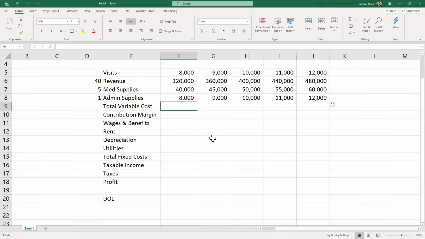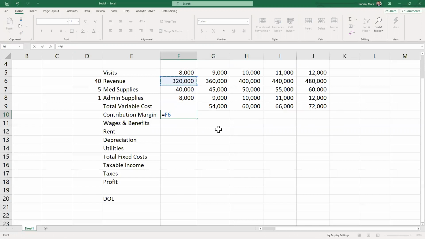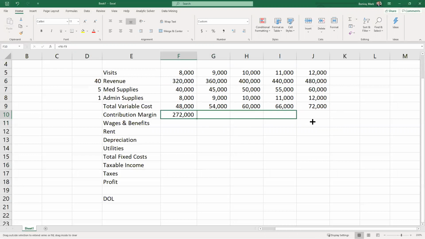And then we have total variable cost, which is the sum of our two variable costs, 48,000. We can copy that across. And finally, our contribution margin is equal to our revenues minus our variable costs. So they are 272 for 8,000 up to 408,000 for 12,000.